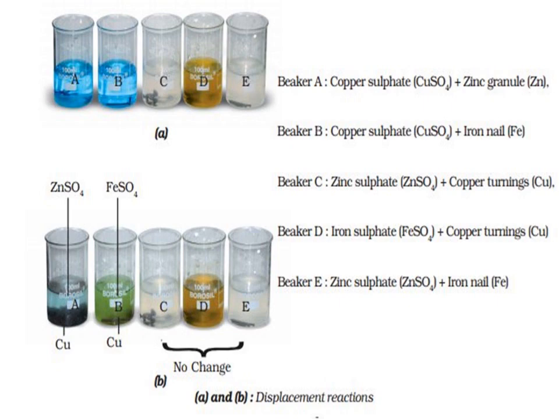Why? Because in C part we have kept zinc sulfate plus copper turnings. So these copper turnings will not affect zinc sulfate because zinc is less reactive than copper. Sorry, copper is less reactive than zinc. In D part also, copper is less reactive than iron, so nothing will happen, no change. And in beaker E also, iron is less reactive than zinc, so nothing will happen in this beaker as well. So these are displacement reactions.